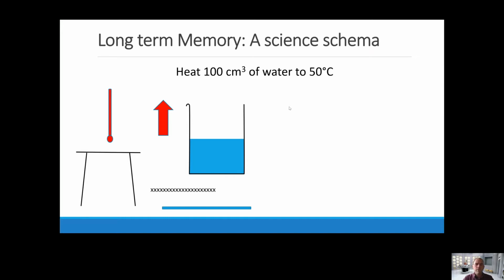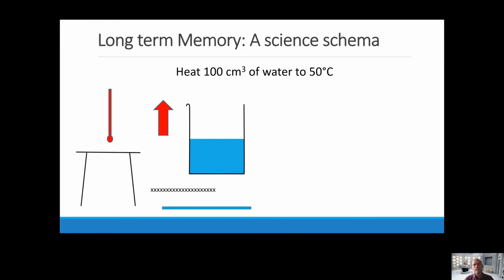How is information encoded into the long-term memory? This is where we come to the idea of schema, and the example I like to use when talking about this is how we would expect students to follow this instruction. If we ask them to heat 100 cubic centimeters of water at 50 degrees Celsius, underlying those, to us, simple instructions is a huge amount of prior knowledge that they need to be able to access. Specifically, they need to know which equipment to use and how to set it up.